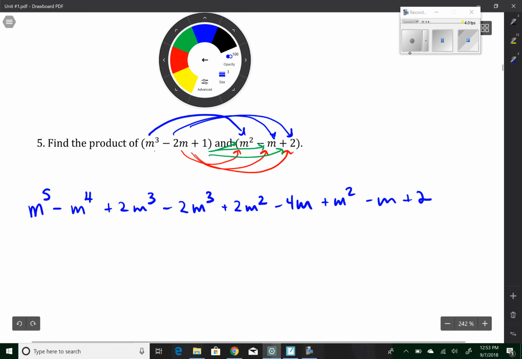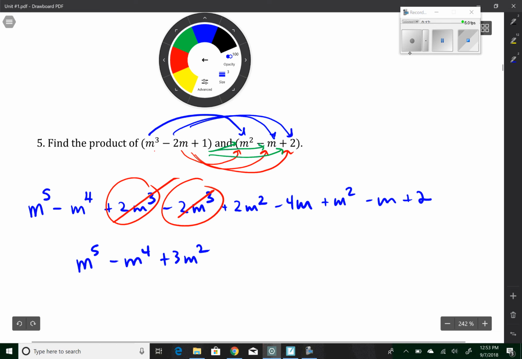M to the 5th has nothing to combine to. M to the 4th has nothing to combine to. M to the 3rds, I got 1, 2 of them. They are actually opposite signs, so they even cancel. M to the 2nds, I have 3 in total. M's, I have negative 5 in total, plus 2.